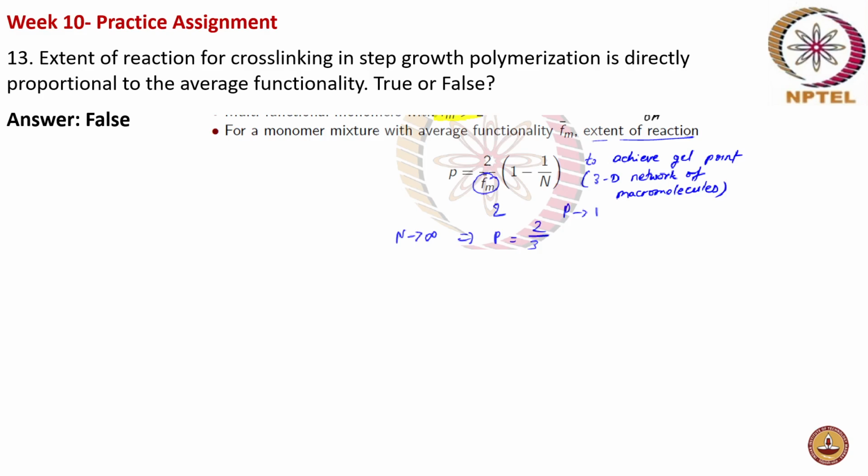Whereas if the functionality is 3, then if 2/3 of the reaction is done, you will attain a 3D structure. So as the functionality increases from 2 to 3, you could see that at 2/3, which is approximately 66% extent of reaction, you will achieve a 3D structure. Whereas with functionality 2, you need 100% reaction for achieving a 3D structure.